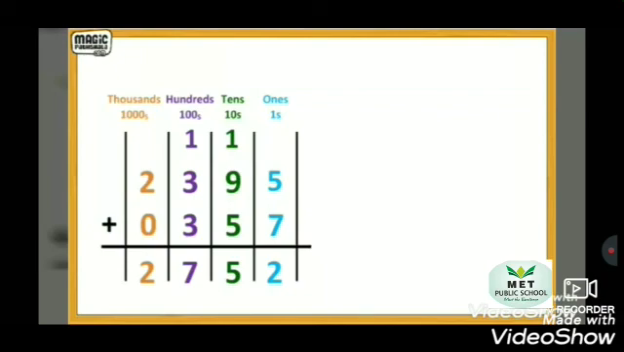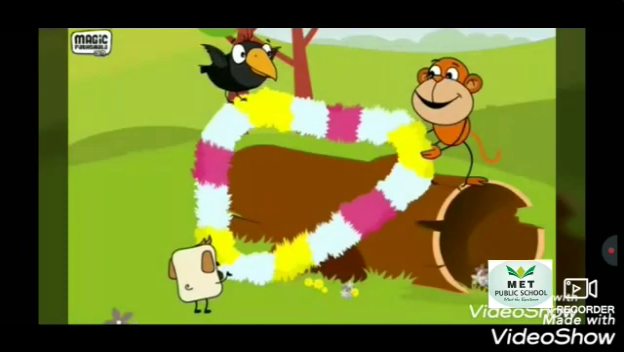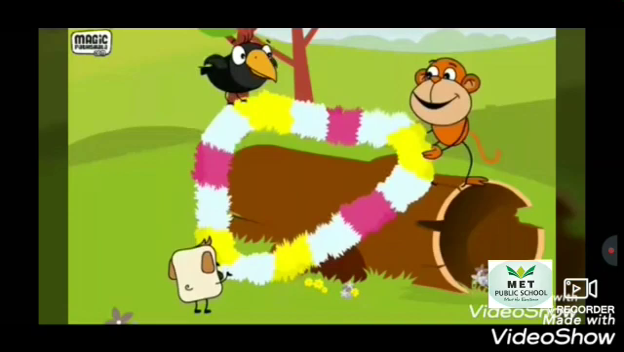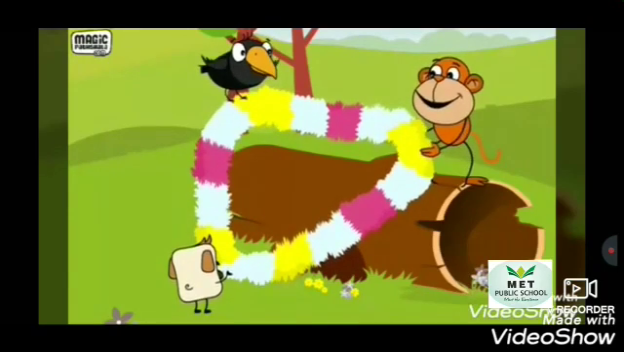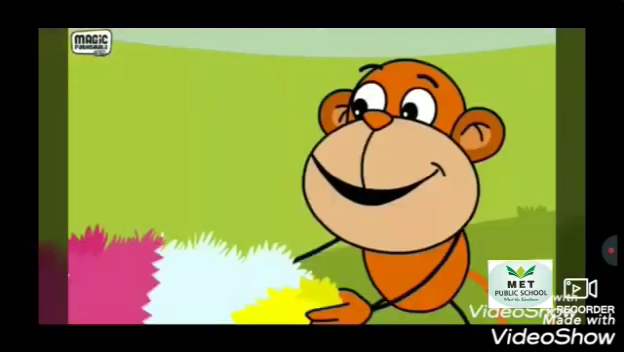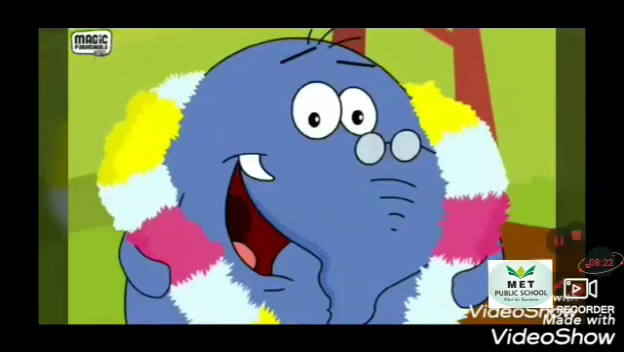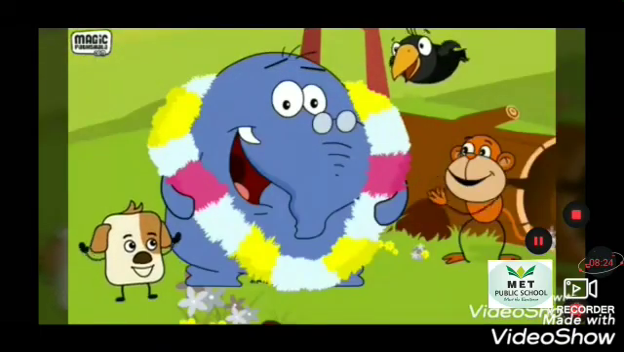So 2395 plus 357 equals 2752. Now they know that they have enough flowers to make a nice big garland for Thir. When it is ready, they see Thir coming and hide. Then they celebrate Thir's birthday by giving him a surprise of flowers.